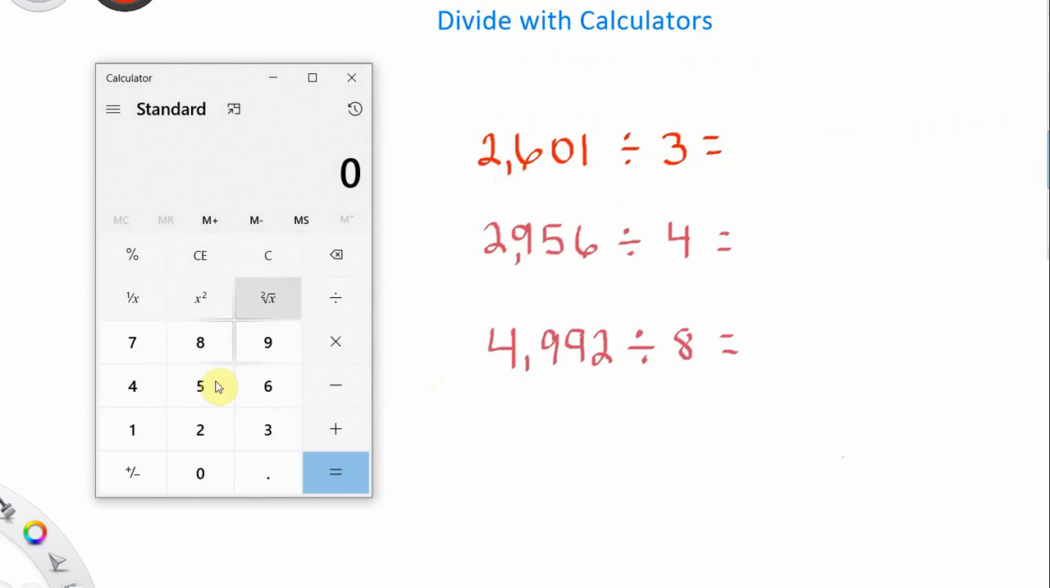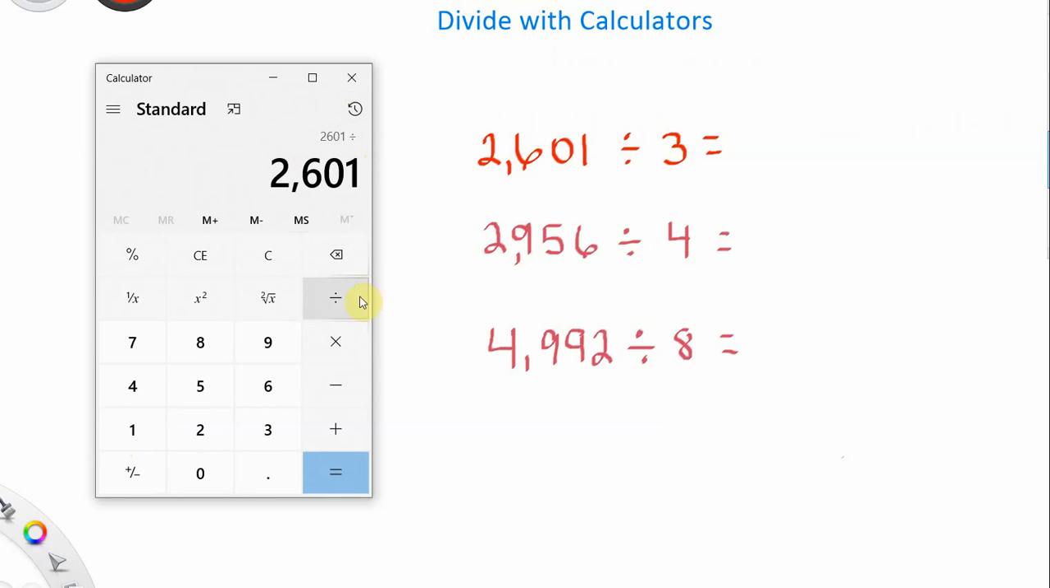Well, the first thing I have to do is punch in my dividend. And so the dividend is 2,601. And so on the calculator, I would click in 2,601. The second thing I would do is punch in the division sign. You can see it right here on the calculator. So 2,601 divided by, so I just click that. You can see it showed up here.